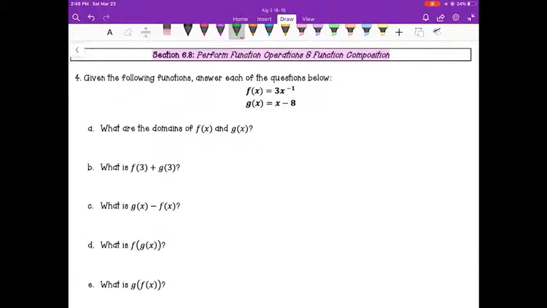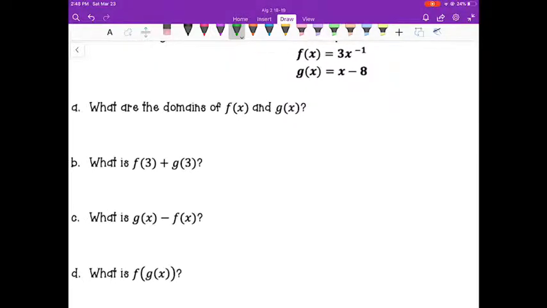Okay, moving on to our next page, and therefore our next section, section 6.3, function operations and composition. We are given two functions, f of x and g of x, and we are first asked about the domains of them individually. So f of x, we've got 3x to the negative first. Well, instead of using our negative exponents, let's think about the fact that that moves it to the denominator. Our 3 stays on top, so we really just have 3 over x. Well, if that's the case, what can we never have in our denominator? 0. So our domain for f of x is that x cannot equal 0.